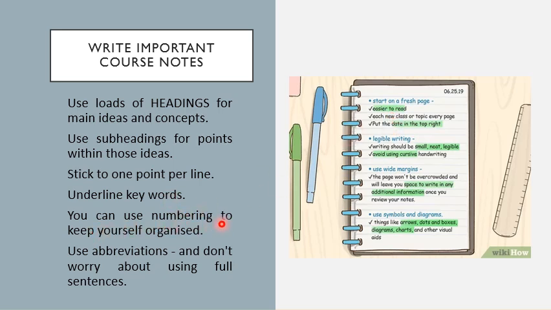You can use numbering to keep yourself organized. An organized work always looks beautiful, so you can use bullet points or you can use numbering to organize it. Use abbreviations and don't worry about using full sentences. You can use jargon words, or you can use abbreviations for your words, because these are your personal notes and no one is going to peek into them.